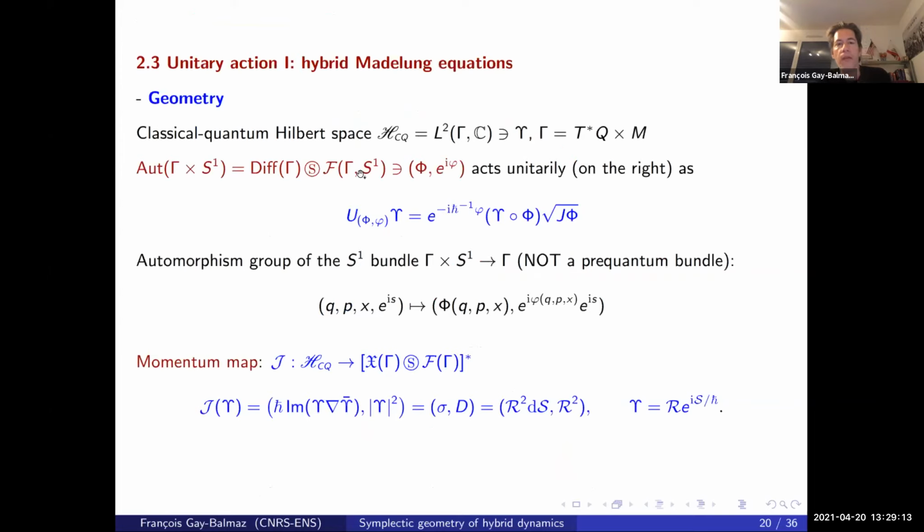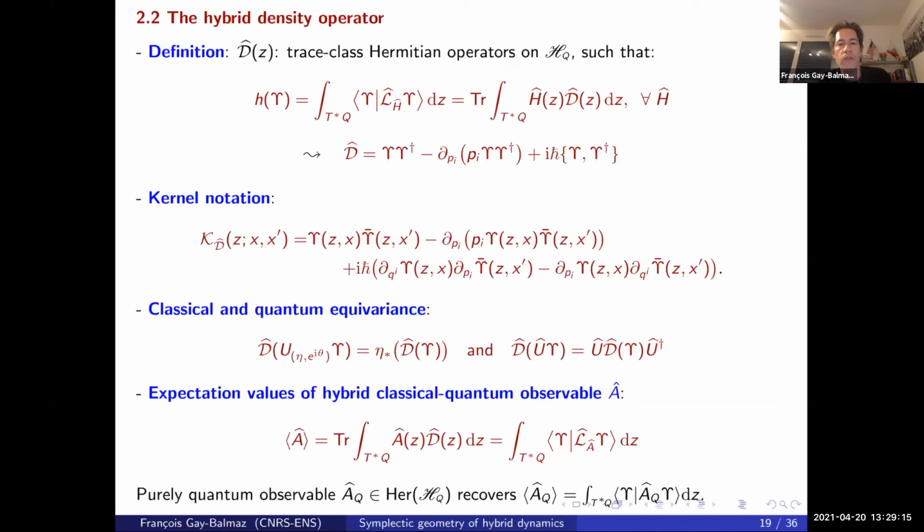So remember that earlier, here, this is just to help you understand this d hat, this hybrid density operator. Either you can write it using the kernel notation, or using this compact notation. I'm recalling that it has some nice equivariance property with respect to the Van Hove action discussed before. But we will see much more about this later.